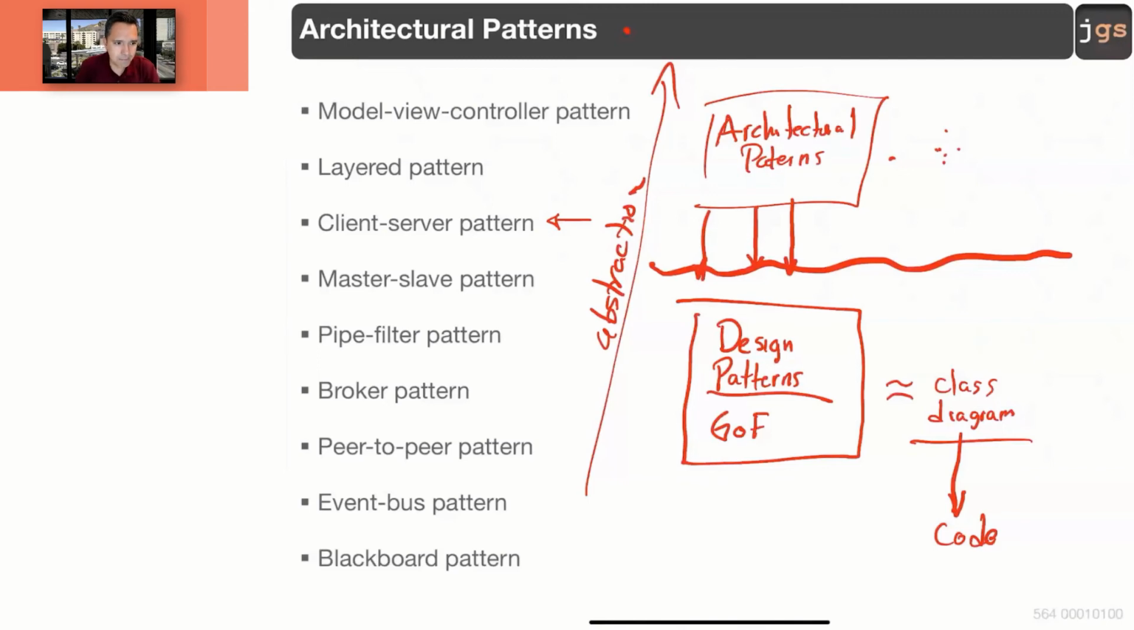No class diagram for architectural patterns. That is important for you to remember. Now, there is not going to be a class diagram. What we're going to have is a diagram with connections, but it's not UML, Unified Modeling Language. Here, we do not have that.